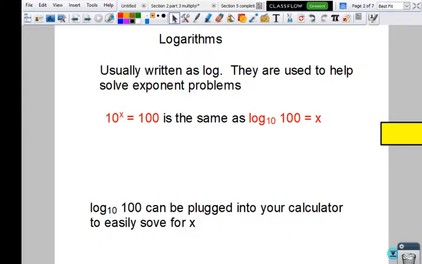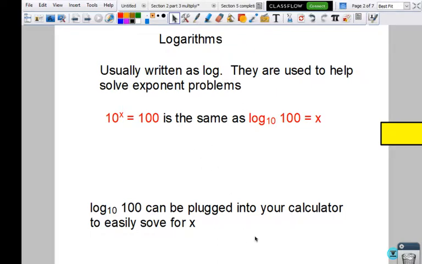So what they do is they get rid of exponents. So I have a 10 to the power of x, right? When I do the logarithm, it gets rid of that exponent. Because exponents are really kind of a pain. We don't like having exponents. But logarithms, we can plug into our calculator really easy. Which I'll show you how to do here in a few minutes.